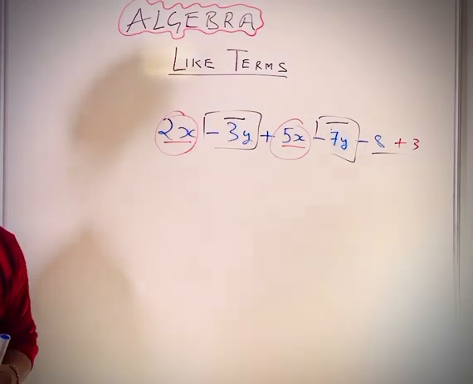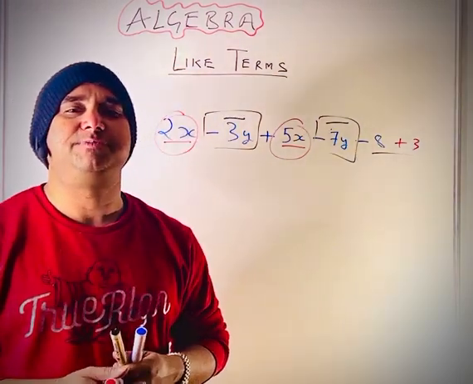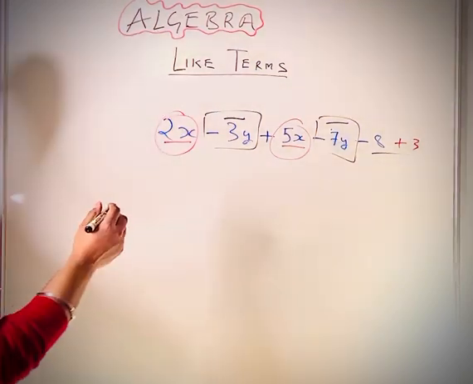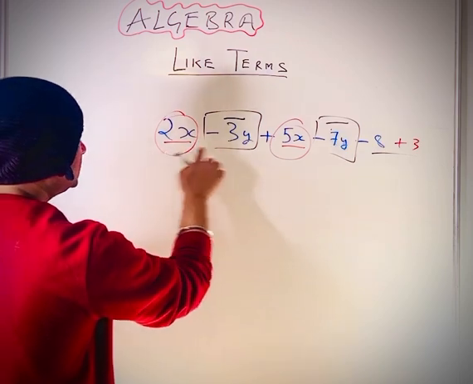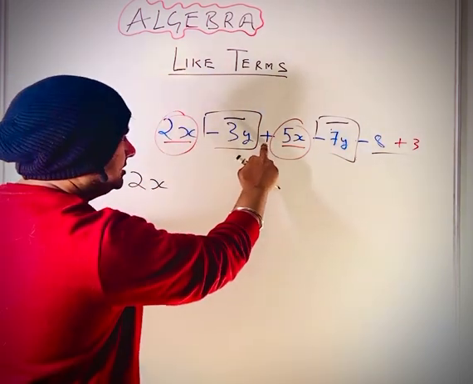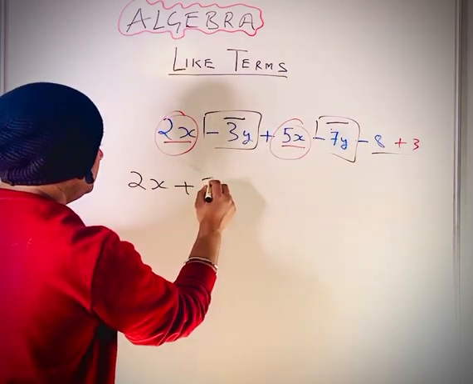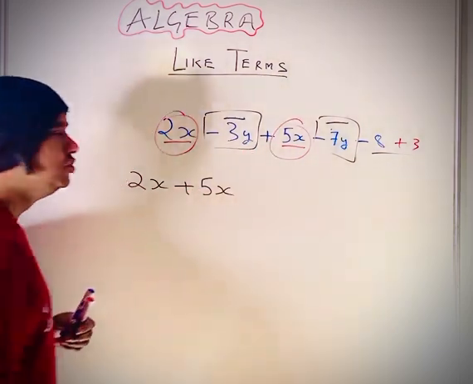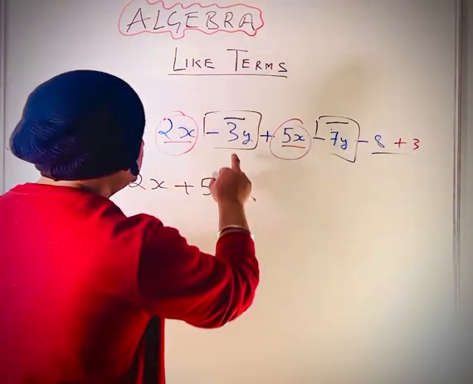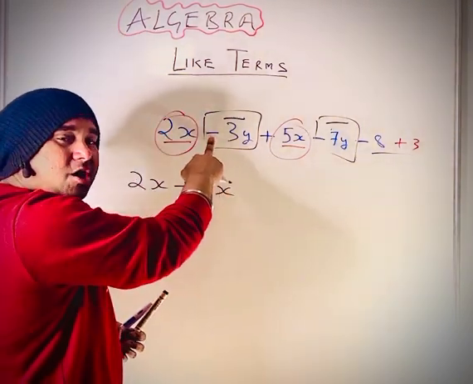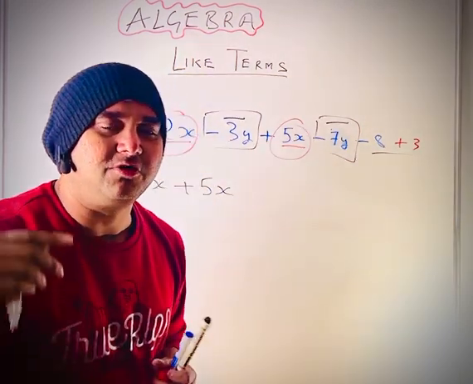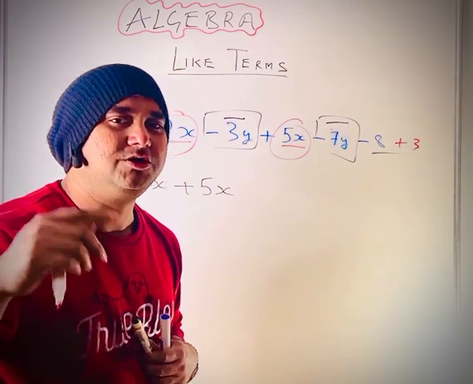So let's rearrange the expression. Now we're going to rearrange the expression in this case. Let's say you have 2x and 2x. Now 2x plus 5x, right? 2x plus 5x. Now the second thing is the minus sign. You cannot ignore the sign. I told you, whatever is the sign in front of the term, that sign is going to stay there.